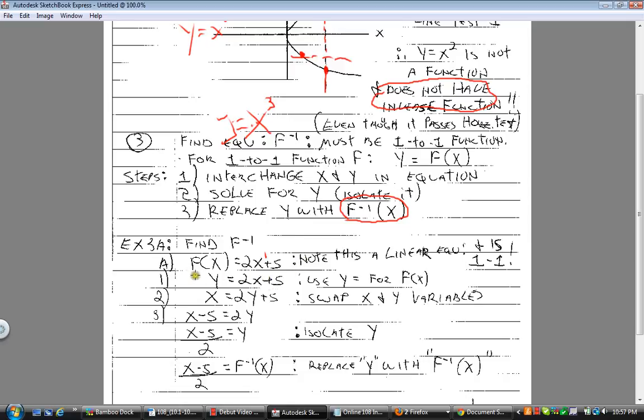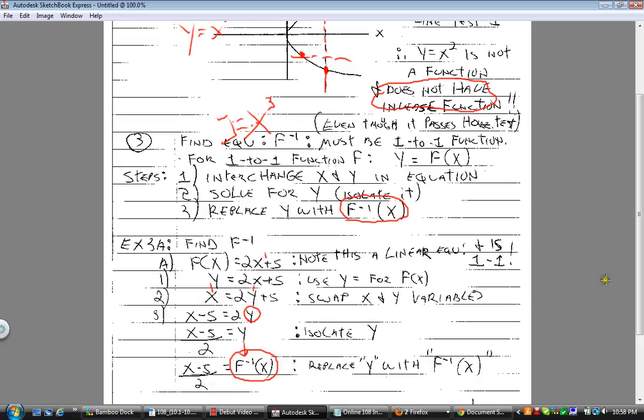Okay, so next, step number 1, replace f of x with the y variable. Okay, step number 2, interchange or swap the x and y variables, so y becomes an x and x becomes a y. And now simply isolate the y variable. So I subtract 5 on both sides of the equation, giving us x minus 5 equals 2y, divided by 2 on both sides of the equation, and you're left with x minus 5 divided by 2 equals y. Your last step is to go ahead and replace y with our f inverse function notation. Okay, so there you go. There's your answer, x minus 5 divided by 2, and that's all you have to do in those problems.